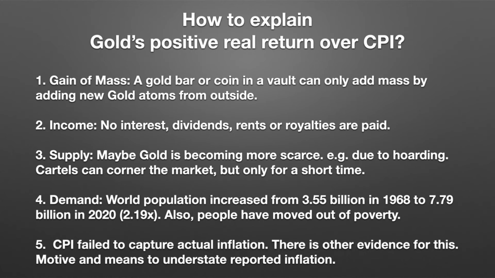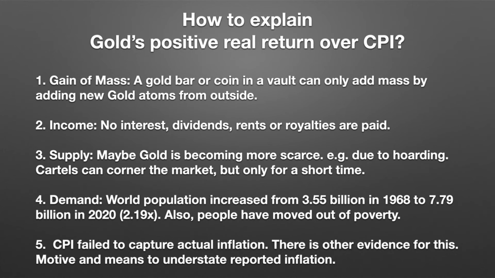The third possibility is supply. I'm thinking, maybe gold is just becoming more scarce. For example, maybe people are hoarding it and nobody's selling it. So if you want to buy gold, you just have to keep bidding the price higher and higher. In theory, it's possible for a cartel or someone to corner the market in a commodity. I know it's been tried in the past. Back in the 1970s, I think the Hunt brothers tried to corner the market on silver, but it only works for a short time. I think the Hunt brothers actually failed.